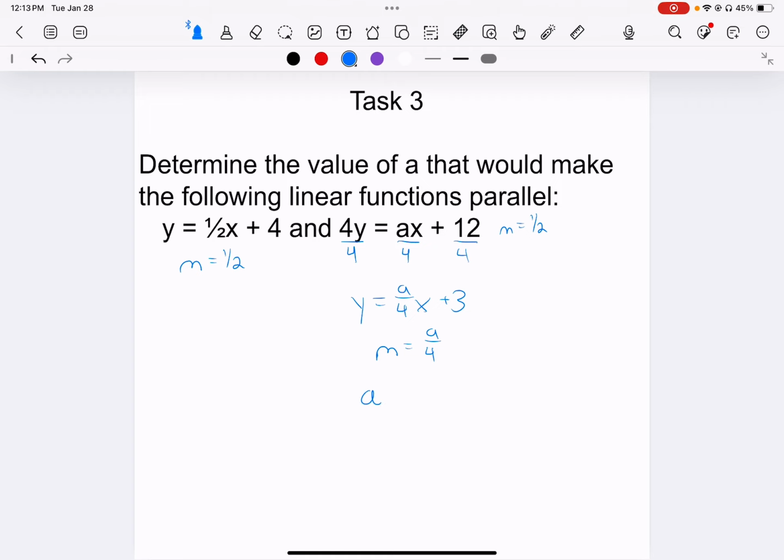In order for them to be parallel, that means a over 4 has to be equal to 1/2. I can solve this by cross multiplying. So 4 times 1 is 4. 2 times a is 2a. Divide both sides by 2, and I'm left with 2 is equal to a.